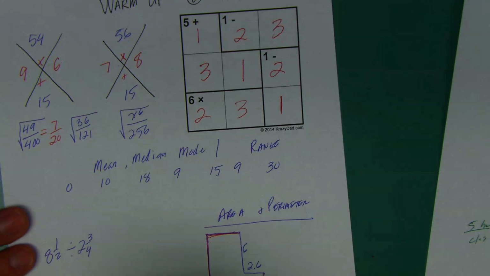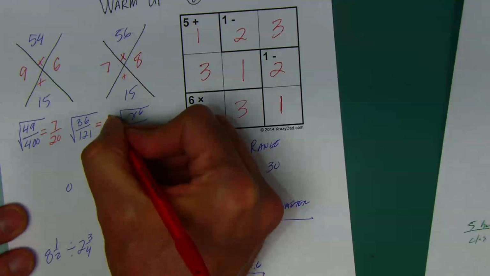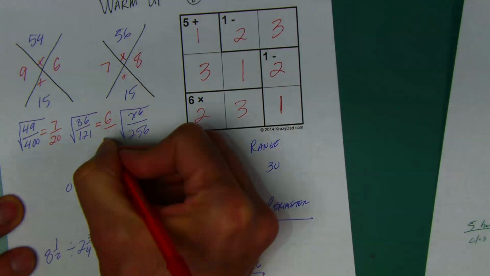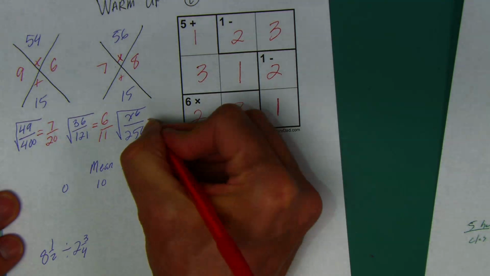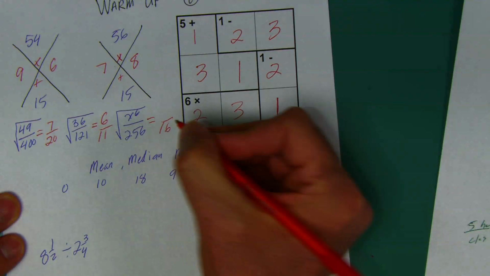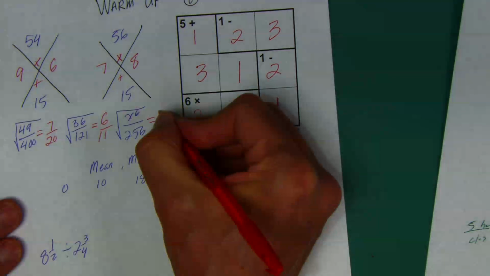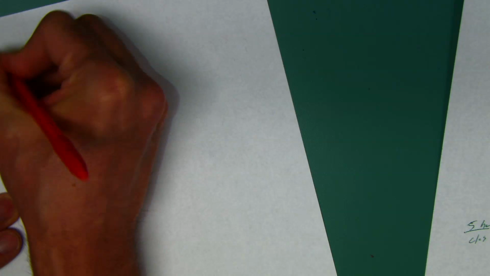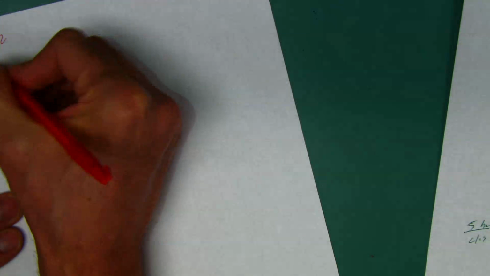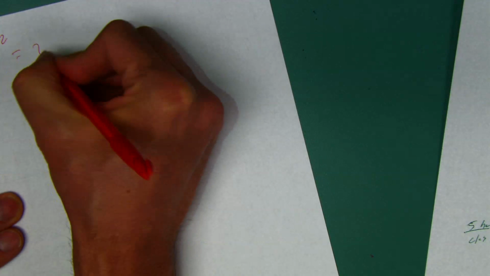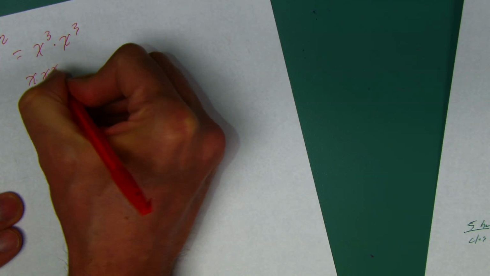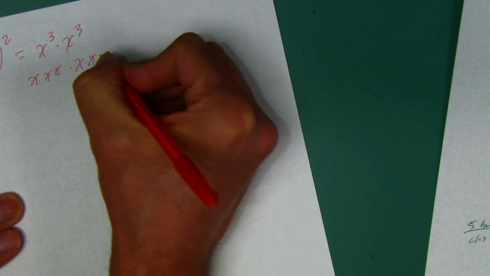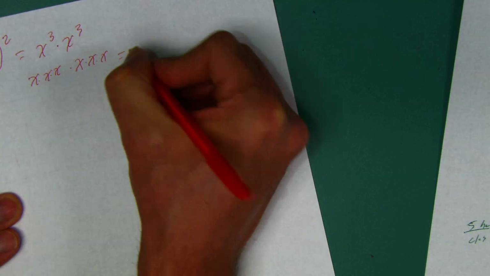All right, how about 36 over 121? Most of you got the 36 part. That's a 6. The 121 is 11 squared. And x to the 6th power over 256. Most of you got the bottom part. X to the 6th power, that's going to be x to the 3rd power, right? Remember how that works. X to the 3rd squared is this times itself that many times. So that's x to the 3rd times x to the 3rd. Well, what's x to the 3rd? X times x times x times x times x times x. That is x to the 6th, right?